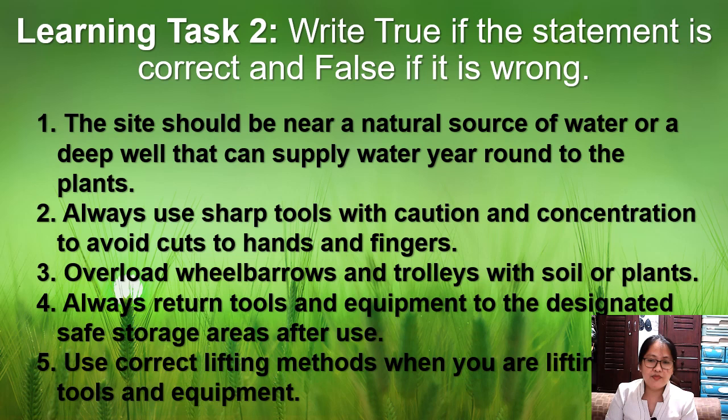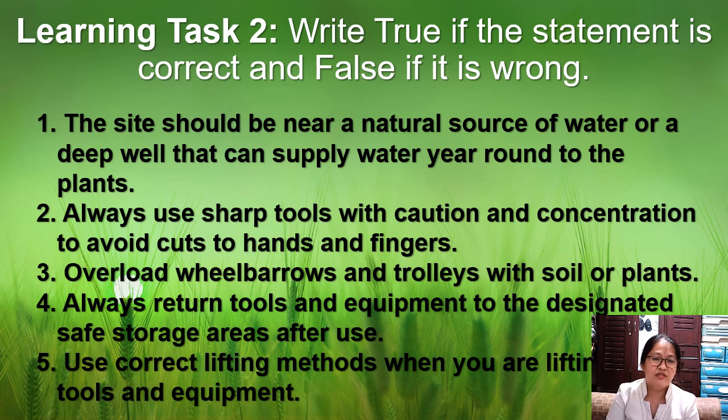Okay, now, on a one sheet of paper, answer the learning task 2. Write true if the statement is correct and false if it is wrong. Number 1. The site should be near a natural source of water or a deep well that can supply water year-round to the plants. Number 2. Always use sharp tools with caution and concentration to avoid cuts to hands and fingers.